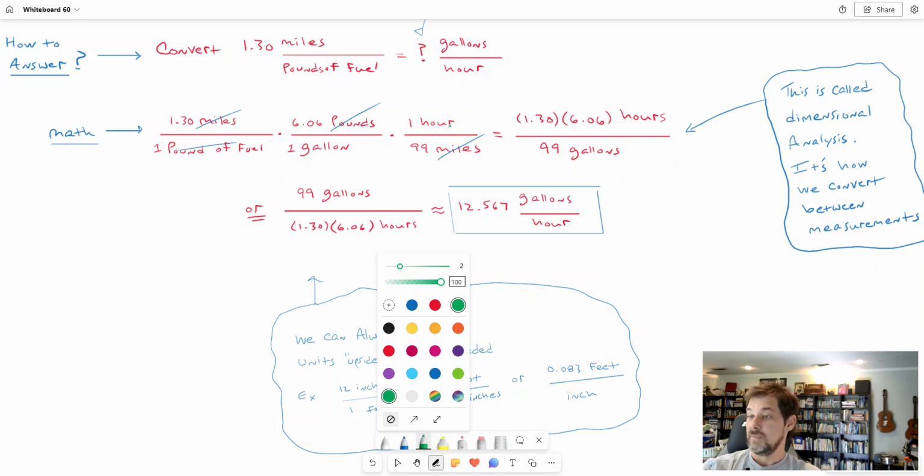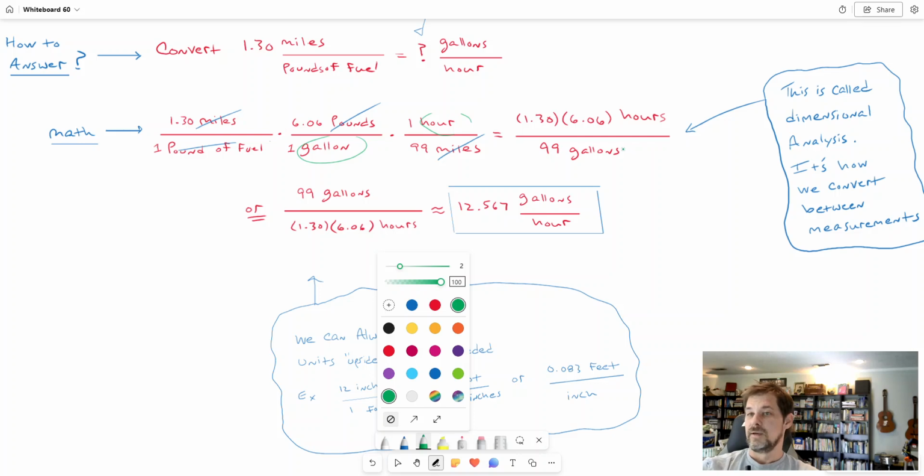I used all the other measurements I was given, and I wrote them there and multiplied them in a way that I canceled the ones I didn't want, and I have hours, okay, and I have gallons. So that seems to be maybe my answer. Let's see. As far as the numbers go, we've got to multiply those. 1.3 times 6.06, and I got hours on the top, and then I got 1, and 99 on the bottom, and gallons on the bottom.